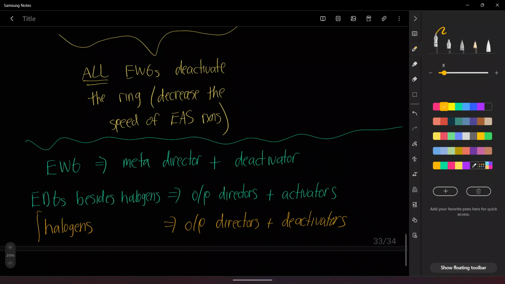So it should be pretty easy. Just know that halogens are the only example of the rule breakers, and then remember the general rule: if it's a withdrawing group, it is always going to be a meta-director and deactivate the ring. And if it's a donating group, it is always going to be an ortho-para director and activate the ring. If it's a halogen, it is going to be an ortho-para director, but it's going to deactivate the ring. Whew. All right, good. Perfect.